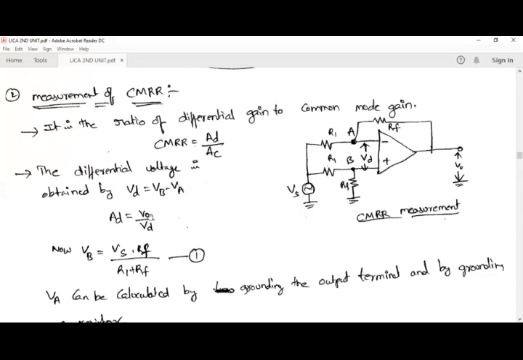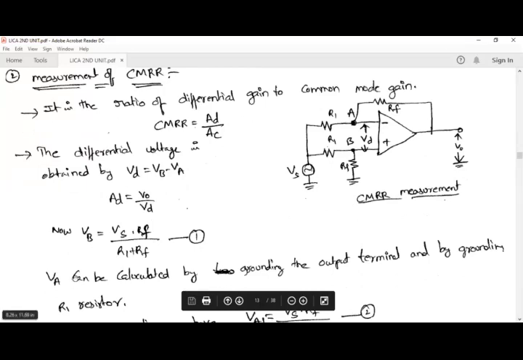AD is the ratio of output voltage to input voltage. Keeping this aside, we are going to calculate the voltage at node B. From this equation we can write VB is equal to Vs into RF divided by the resistance in this path, R1 plus RF. The voltage at node B is given by the supply voltage into the opposite resistance, that is RF, divided by the total resistance in this path, R1 plus RF.